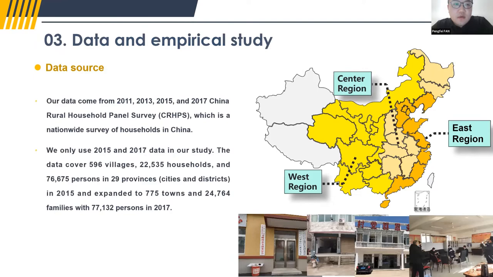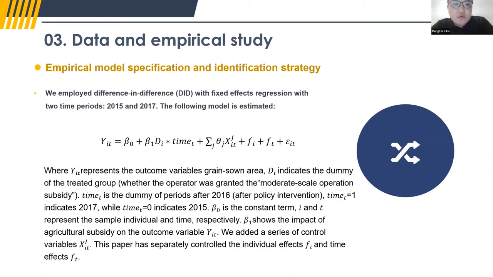And the third part is the data and the empirical study. Our data comes from the China Rural Household Panel Survey, a national survey of Chinese households organized by Zhejiang University. But we only use the 2015 and 2017 data in our study. To evaluate the effect of the agriculture subsidy on grain production, we employ the DID with the fixed effect regression and the model shows below. And the fourth part is estimation results.